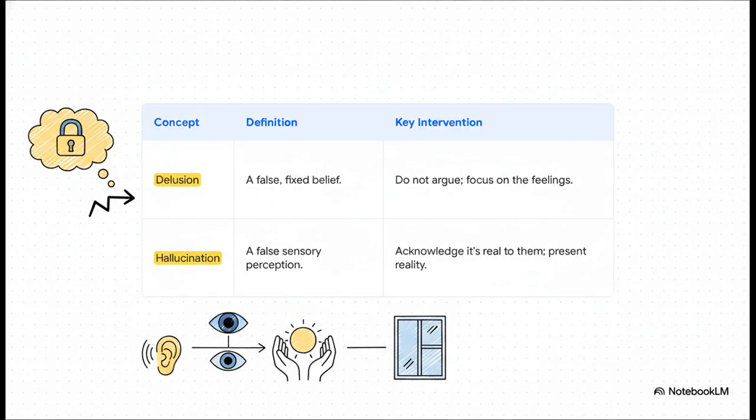Okay, let's nail down the difference between these two because it's a classic exam topic. A delusion is a thought, a false, fixed belief. A hallucination involves your senses. It's a false sensory perception. And because they're different, our response has to be different. With a delusion, you never argue. You can't win. Instead, you focus on the feeling the delusion is causing. With a hallucination, you acknowledge their reality. I understand you're seeing something, but you gently state your own, but I don't see it.